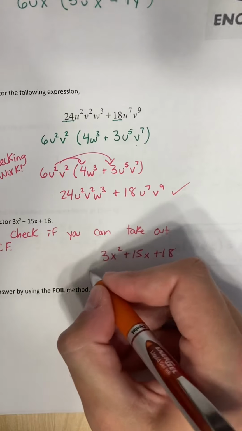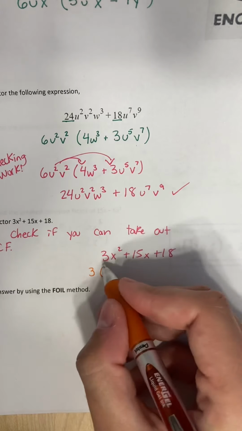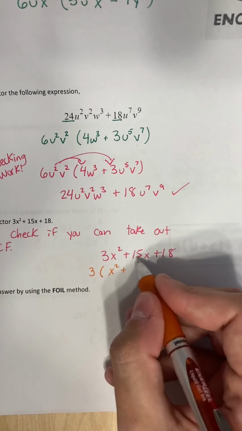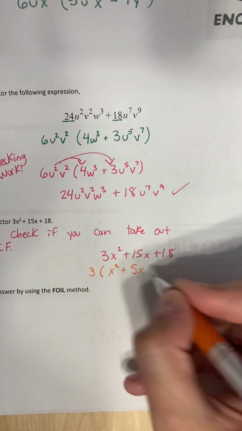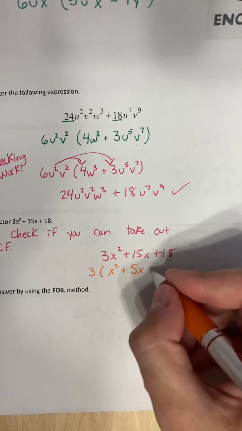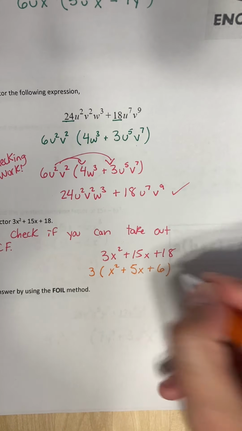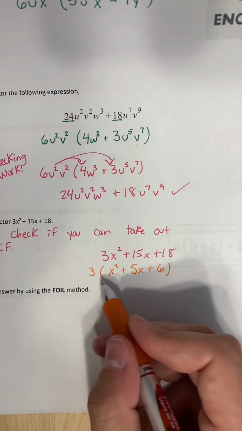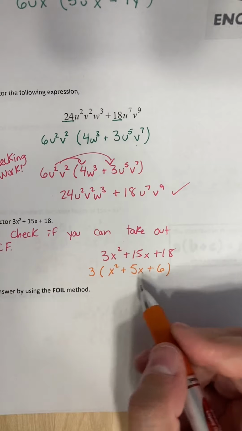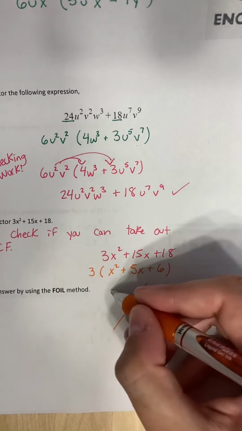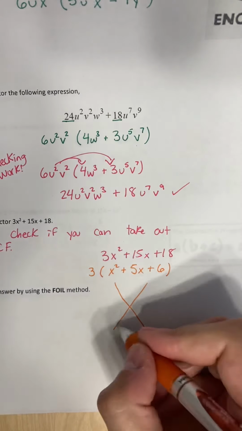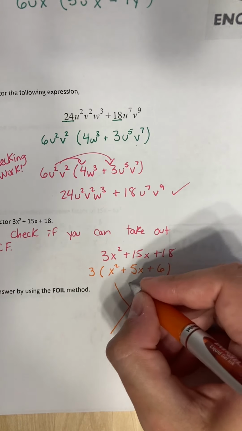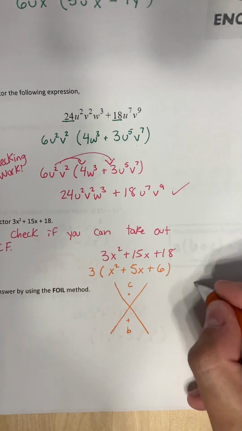So if I take out a 3, what am I left with? Well, 3 divided by 3 is 1, so I just have x squared, plus 15 divided by 3 gives me 5x, and 18 divided by 3 would give me 6. So this is what we're left with, 3 times x squared plus 5x plus 6. But this is great because we know from the last episode how to factor this. We can use our x method. This is going to be our b value, and this is going to be our c value.